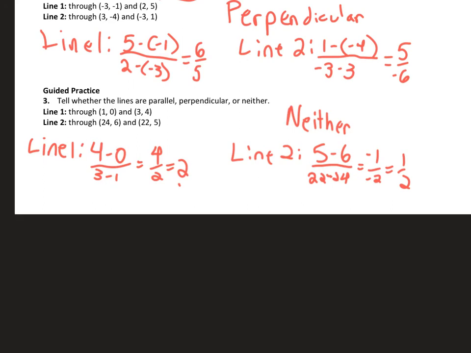So now you're probably ready for the practice. Make sure you read the directions on which ones I want you to do on the practice, because I am not going to have you do all of the problems. I'm probably going to have you do the evens or the odds.